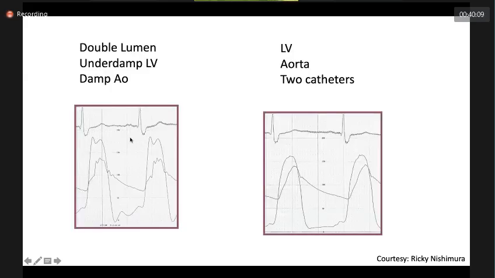A double lumen catheter is a catheter where you can measure the distal pressure as well as the proximal pressure. Or you take two catheters: with one you measure the distal, with another the proximal. The problem with the double lumen catheter is that you will sometimes have a damped trace. Whereas the two-catheter system is very good when you are measuring LV and aorta, but the problem is you need to properly calibrate both transducers.